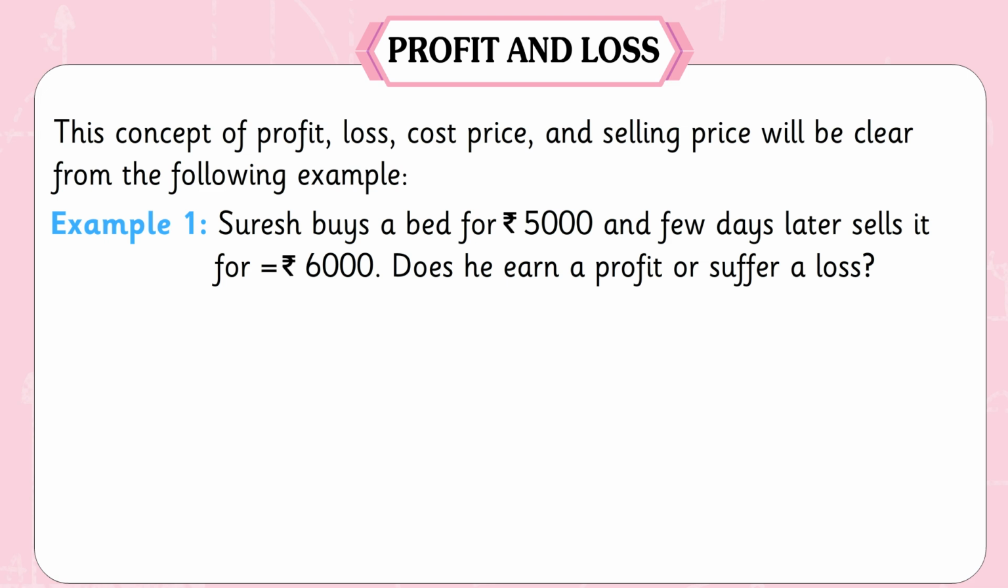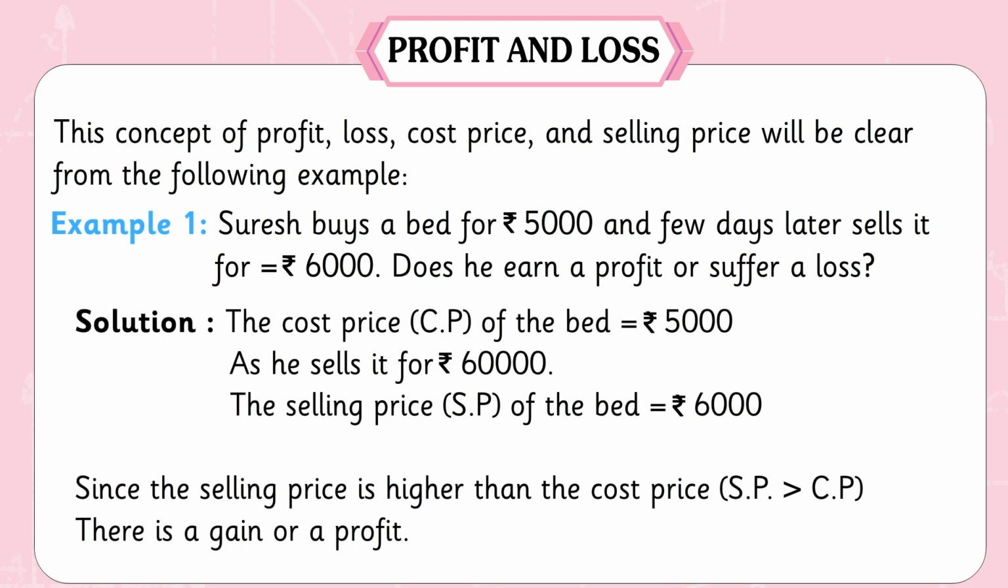Example 1. Suresh buys a bed for ₹5,000 and a few days later sells it for ₹6,000. Does he earn a profit or suffer a loss? Solution. The cost price CP of the bed is equal to ₹5,000. As he sells it for ₹6,000, the selling price SP of the bed is equal to ₹6,000. Since the selling price is higher than the cost price, SP is greater than CP. There is a gain or a profit.